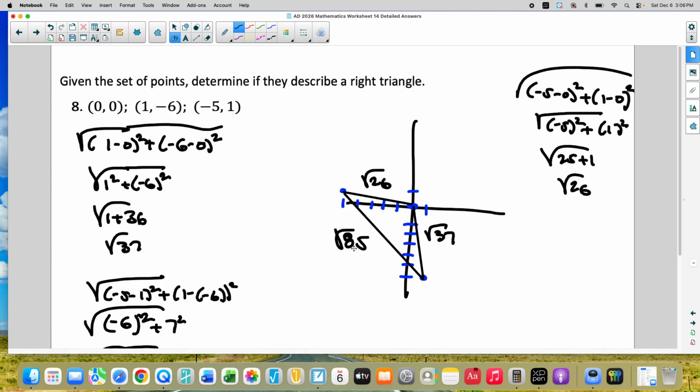Square it, square it, square it. Add the 2 legs. And does it equal 85? No, it does not. So that's no. We could look at it also. We kind of knew that it was obtuse, not a right triangle.